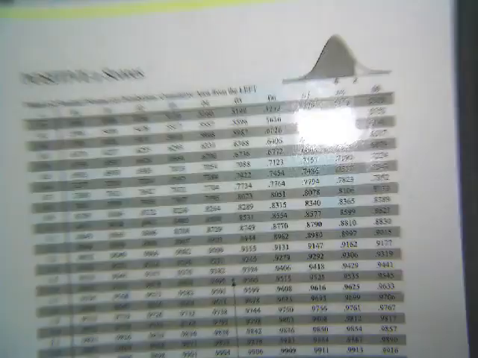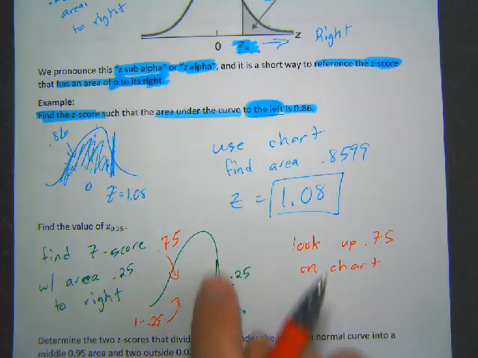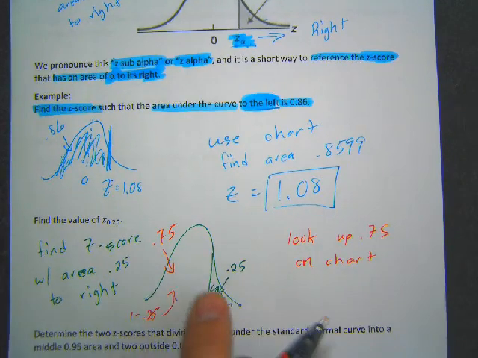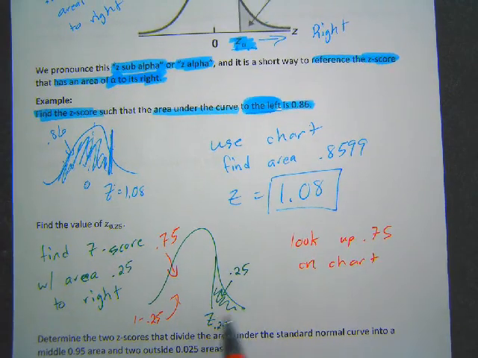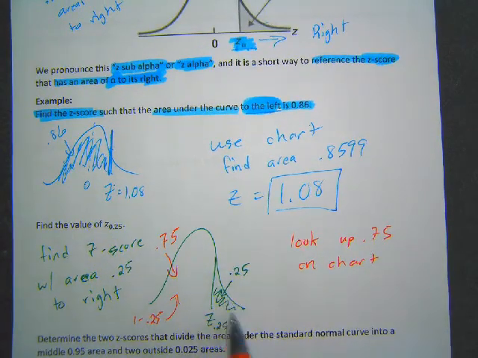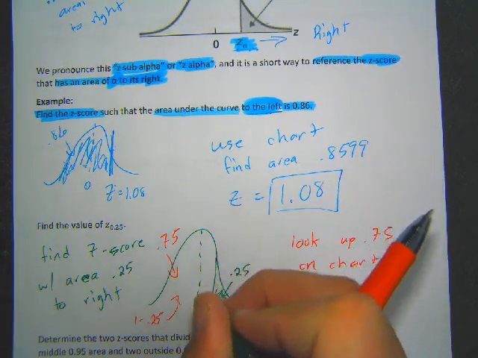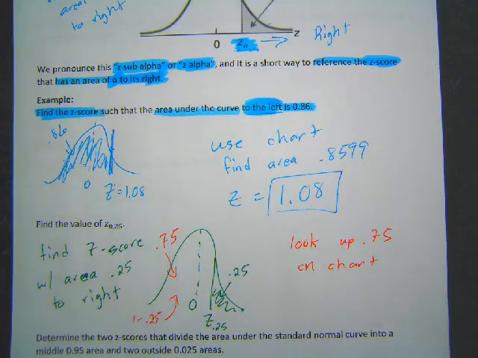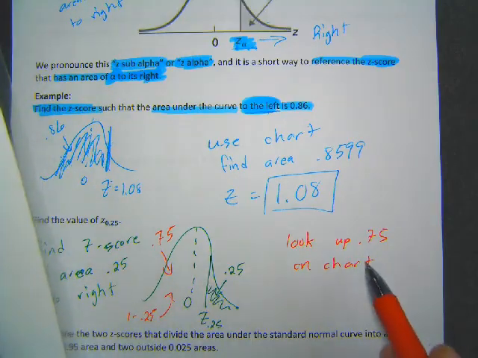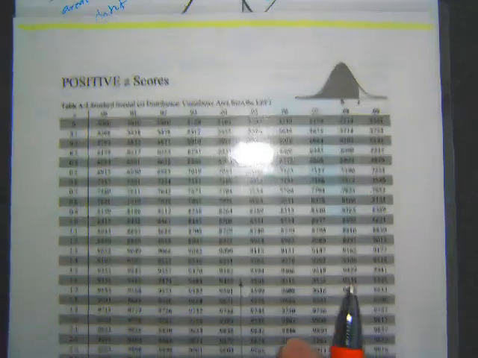So on the chart here, notice I'm still on the right side, so I'm still looking for positive numbers, right? Because when I drew this, it kind of helped me remember that this is on the positive side, because 0.25 to the right is going to be over here. 0 would probably still be kind of in the middle here. So 0.75, look up 0.75 on the chart, so look up 75%.